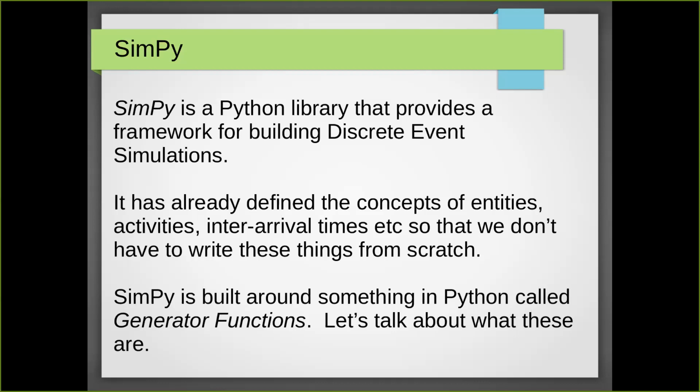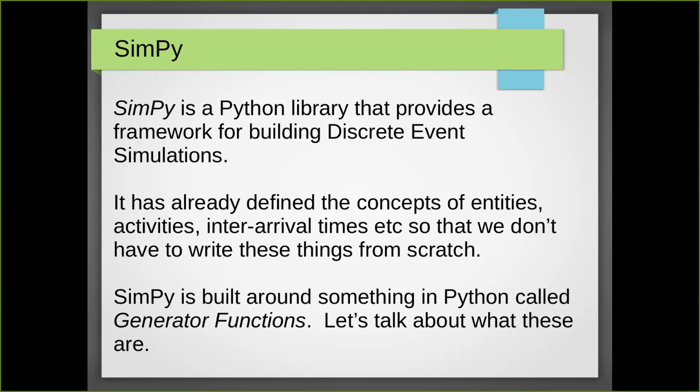And in order to do that, we're going to show you in this course how to use a piece of software, a package called SimPy. And SimPy is a Python library that basically provides a framework to allow you to pretty easily build discrete event simulations. And the way it does that is it's already set up these concepts in discrete event simulation. There are entities and they flow through activities and they arrive at rates that are defined by inter-arrival times, etc. So we don't have to code all that from scratch.